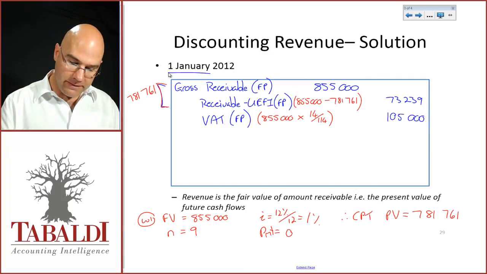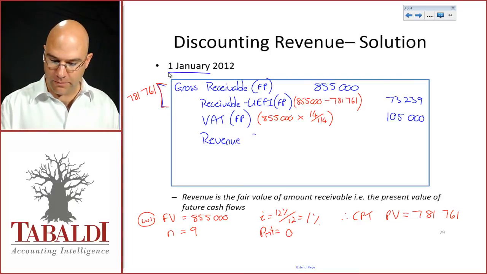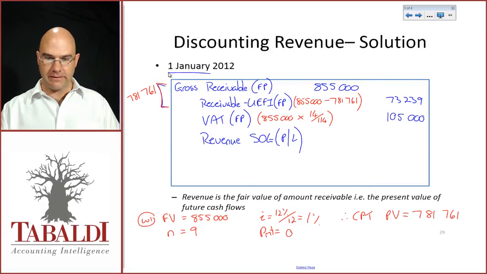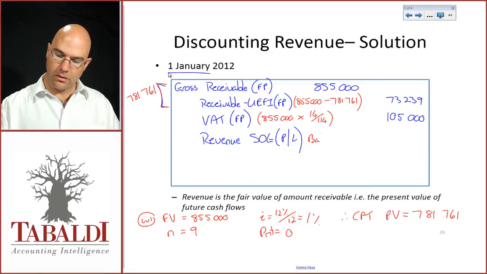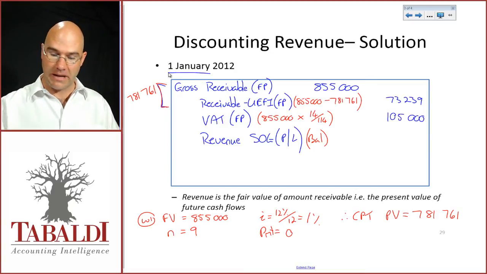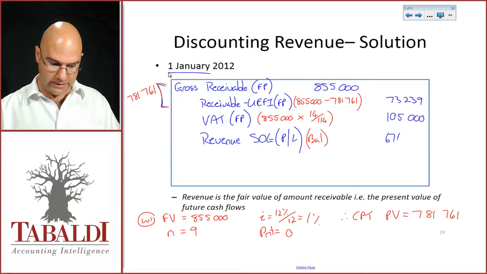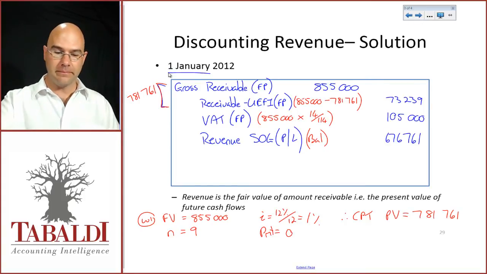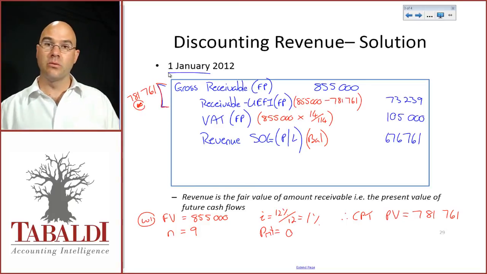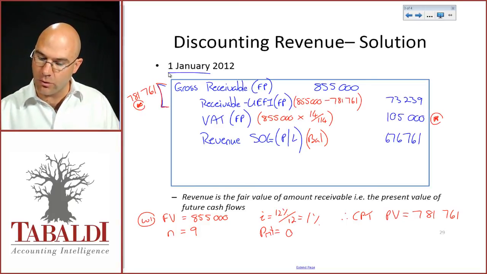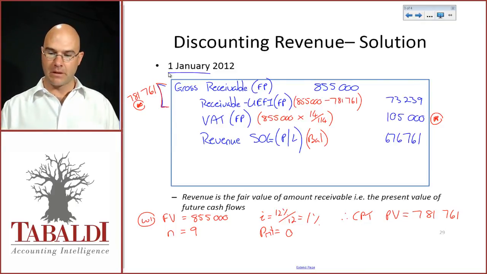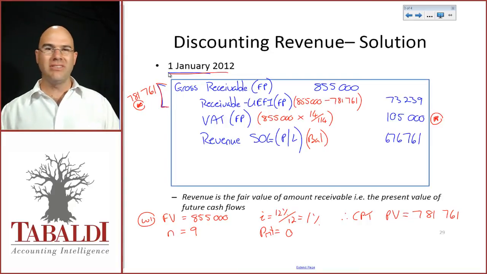Okay, then my balancing figure will be revenue, and that will be revenue from the sale of goods into profit or loss. Balancing figure, which is the present value minus the VAT amount, of 676,761. Remember, I'm not using the 781, the net receivable, because I needed to take off the actual VAT amount. And the tax authority does not allow you to present value that. Okay, so that's the first day journal, nice and easy.